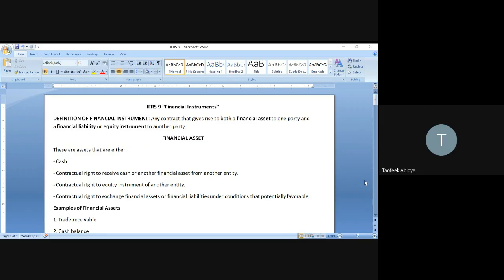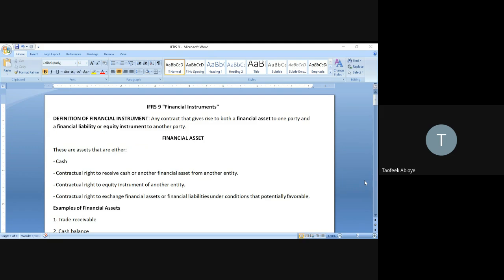And what is the difference between a financial liability and an equity instrument? The difference is very simple. When you have a financial liability, you are going to collect your money back. But with an equity instrument, you cannot collect your money back. You are a shareholder. You now have an interest, which can be either a controlling interest or a non-controlling interest.